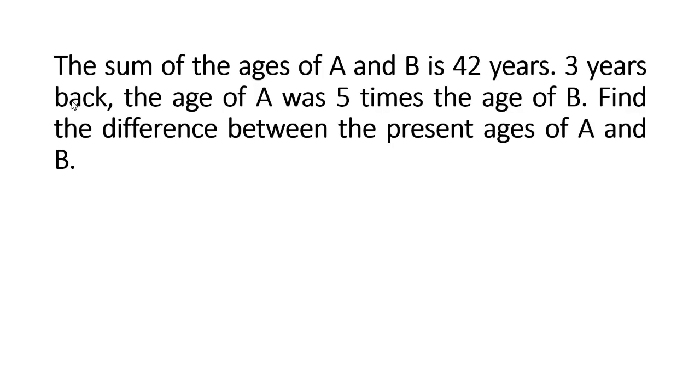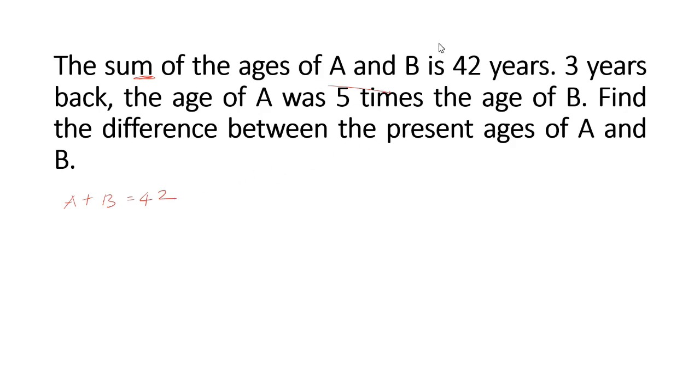So let's get started. The sum of the ages of A and B is 42 years. 3 years back, the age of A was 5 times the age of B. Find the difference between present ages of A and B. So let us break down the question. First, they have given that sum of the ages of A and B is 42 years. So A plus B is equal to 42.